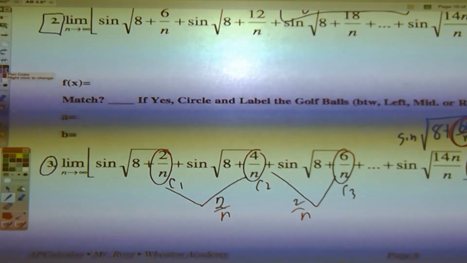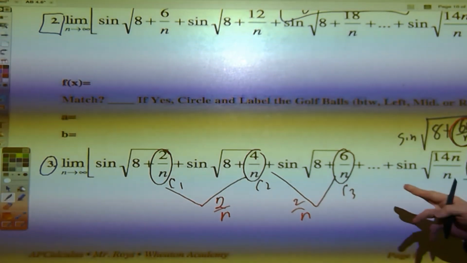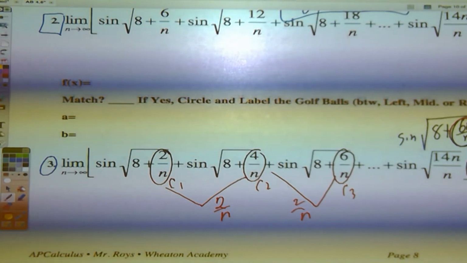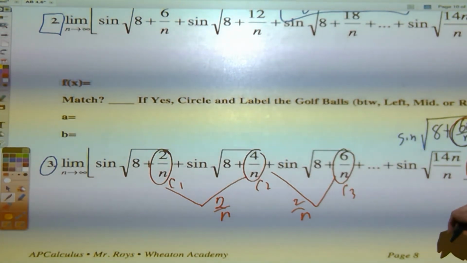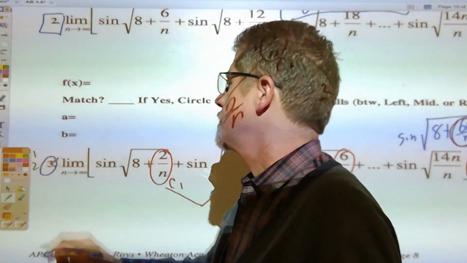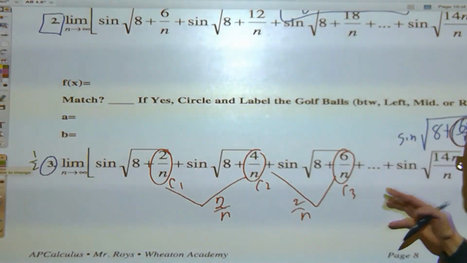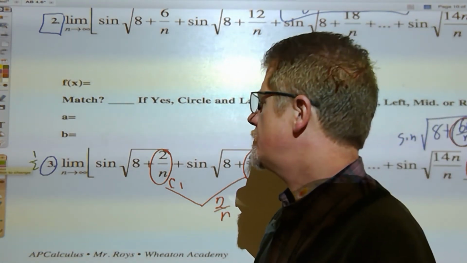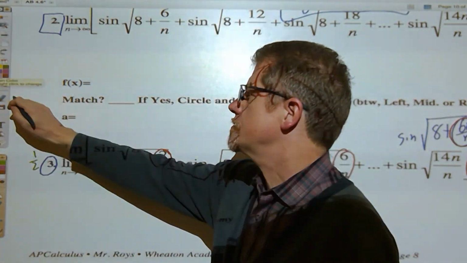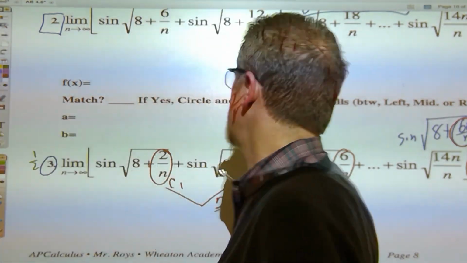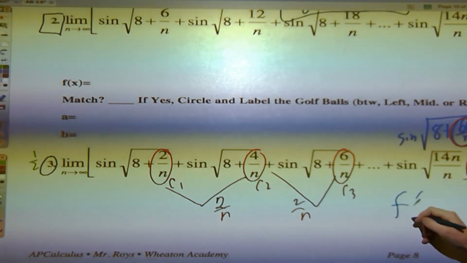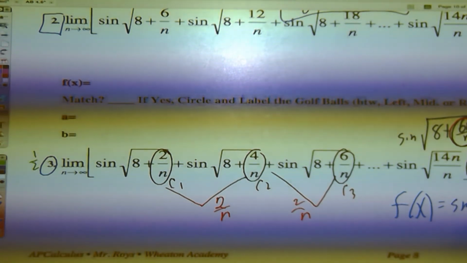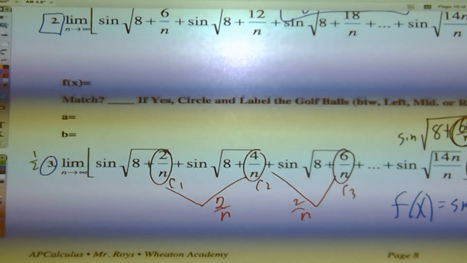I'm going to multiply this 1 over n by 2 over n so that it matches the differences between the golf balls. But that means that I have to counterbalance with a 1/2 out front. If I doctor with a 2, I have to counterbalance with a 1/2. So it looks as though the function we're going to use for this one, using this circling, which is not the only circling possible, is f of x equals the sine of the square root of 8 plus an input.